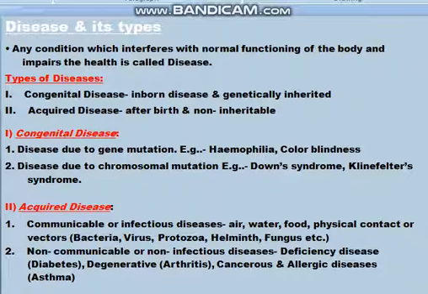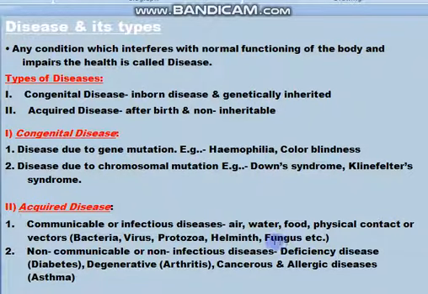And the second type is the acquired diseases. These acquired diseases are further divided into two types. First is communicable or infectious disease, and second is non-communicable or non-infectious disease. Communicable diseases are communicated from one person to another through air, water, food, physical contact, or certain vectors. For example, they can be caused by bacteria, virus, protozoans, helminths, fungus, etc. And they communicate from one person to another.